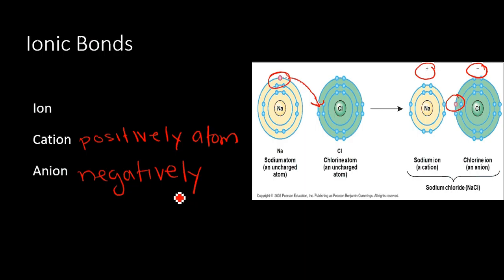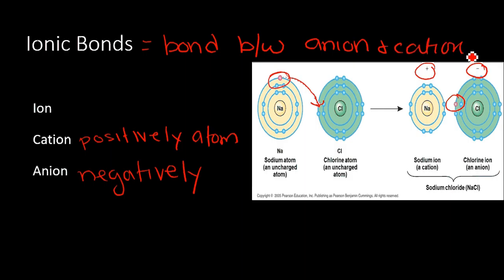Okay, and at the end of the day, the bond between an anion and a cation becomes an ionic bond. So this is a bond between anion and cation.